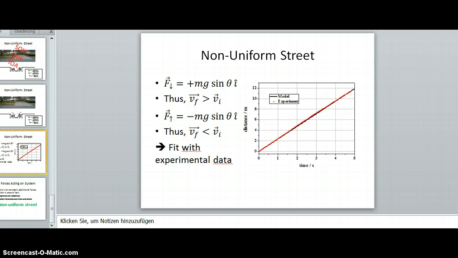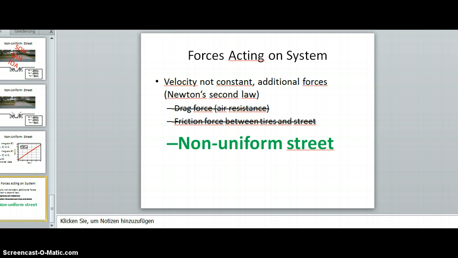Therefore the final velocity is larger at the beginning and less at the end, which fits very well with our experimental data. Even though drag force and friction force act on the system, the non-uniform ground is the reason for the difference in the middle part.